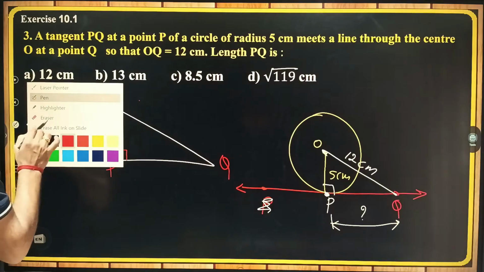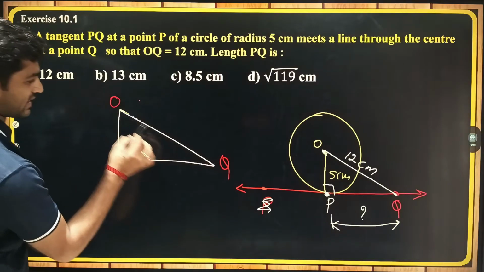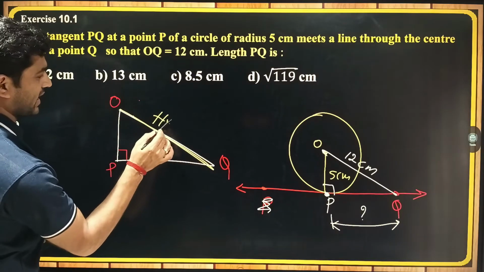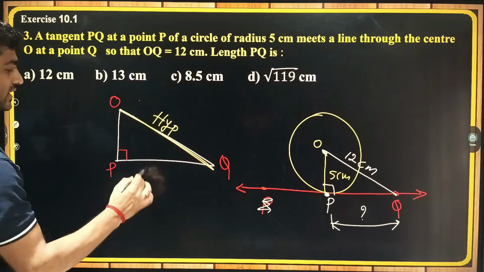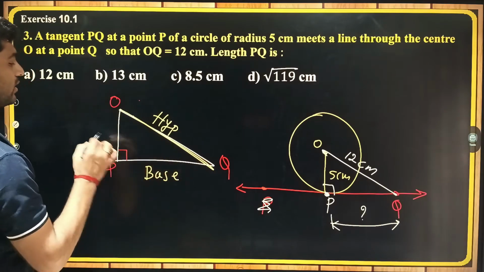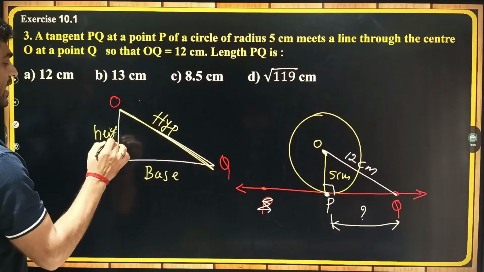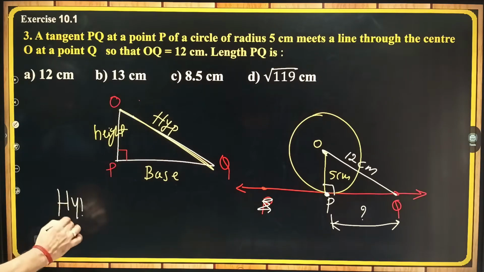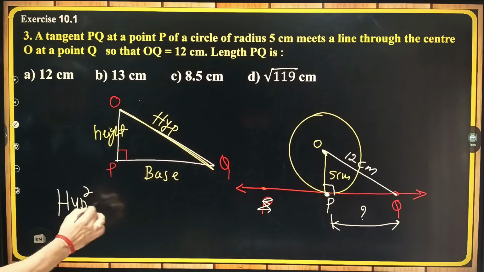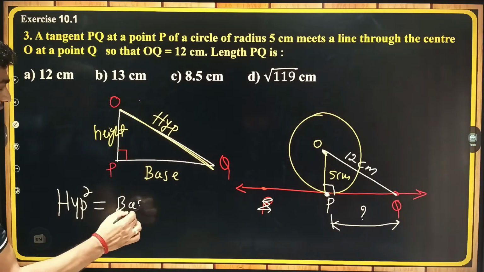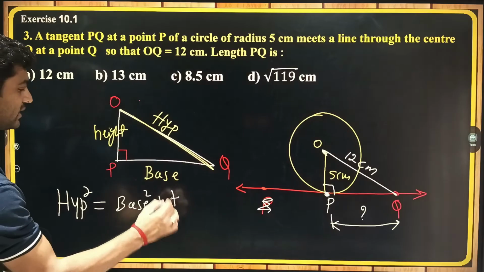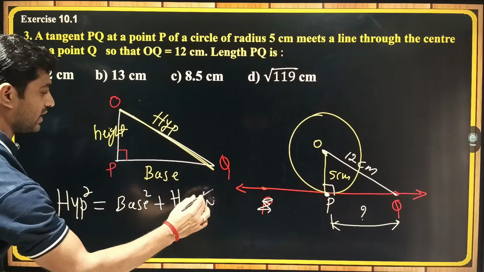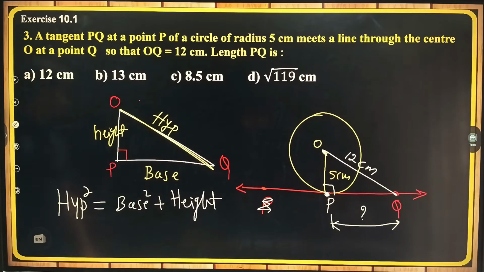According to this condition, this is the slant side, which I can call the hypotenuse. This is the base of the triangle. This I can say is the height. So according to the Pythagoras theorem, the hypotenuse side, the slant side square, is equal to base square plus height square. Agree? Base square plus height square.